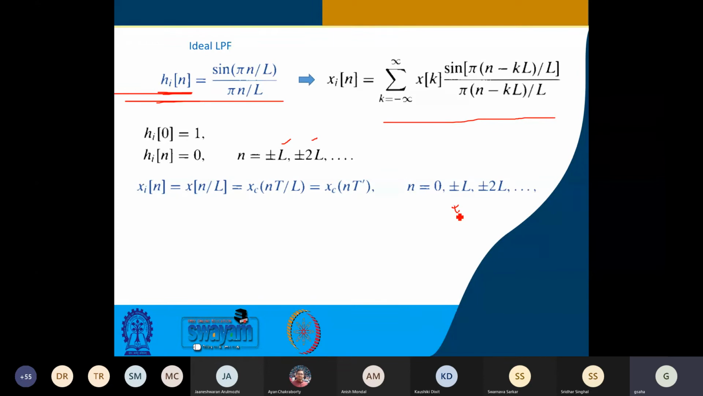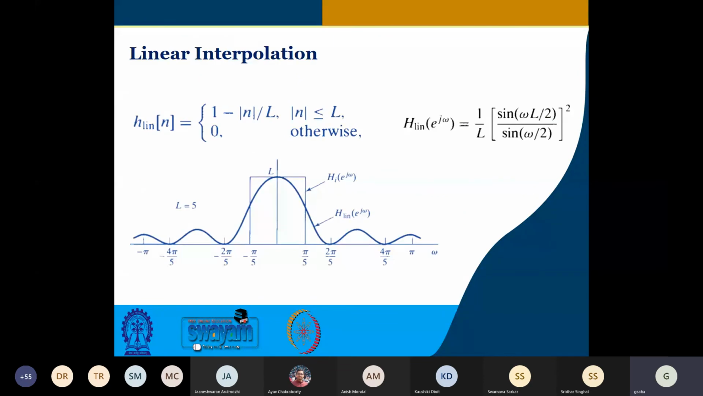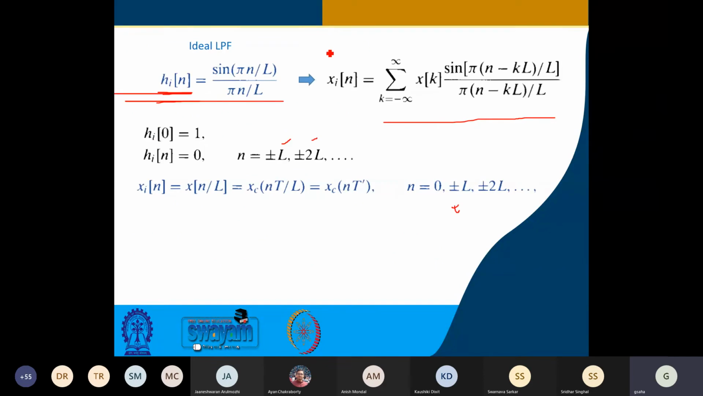So here people are showing that, of course, instead of an ideal low pass filter, we will be having a real low pass filter with its limitations, and when you pass it through it, you will get some interpolated value.